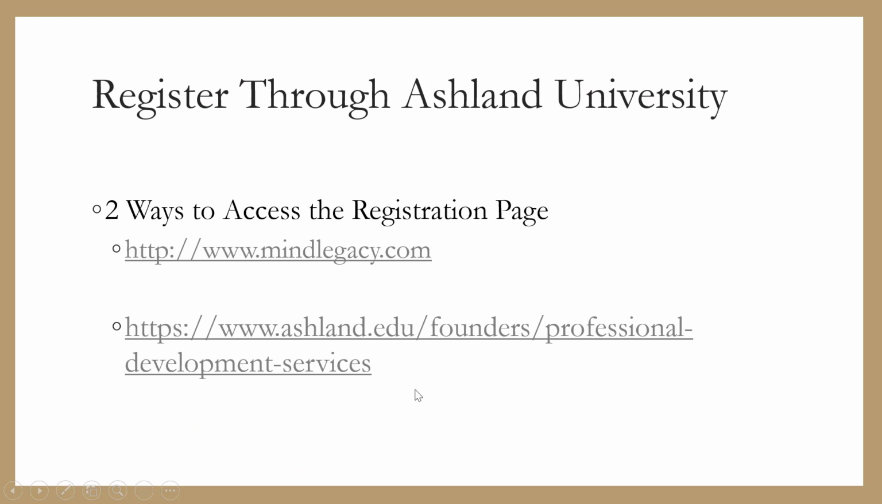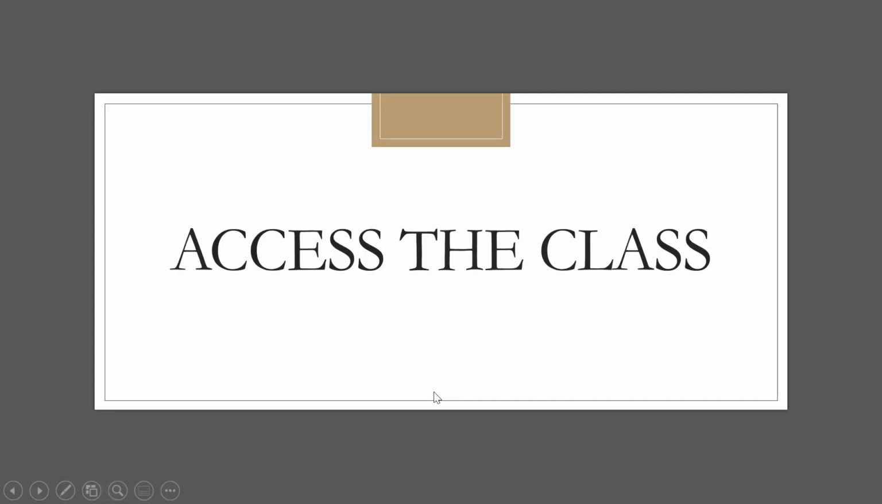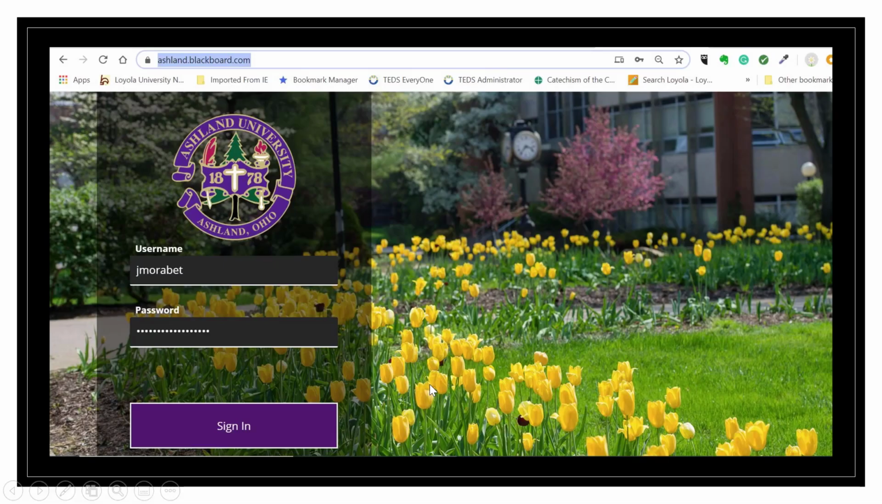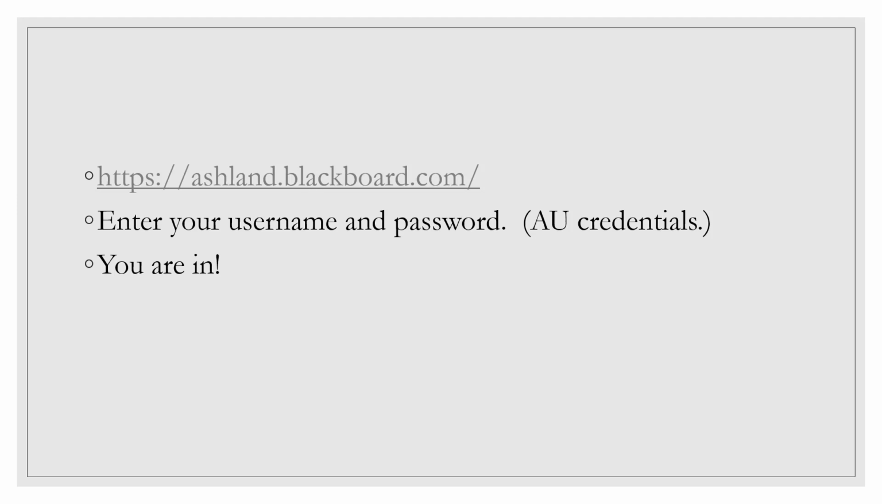Now, accessing the class, that's also very easy. When you sign up, they send you credentials. You probably already have credentials because you've taken an on-site course before. But then once you get your registration receipt, you will go to ashland.blackboard.com. You'll enter your username and password, which are your credentials, and you'll be in. So let's do that, and I'll show you the course. I will show you a course, what it looks like in Blackboard.